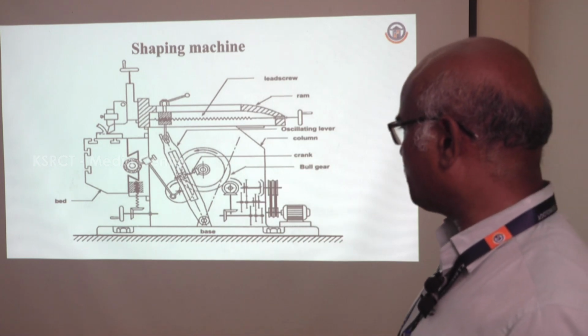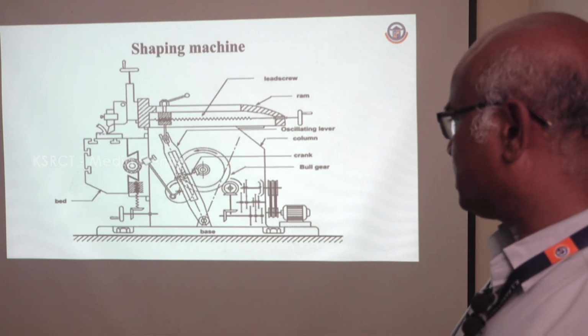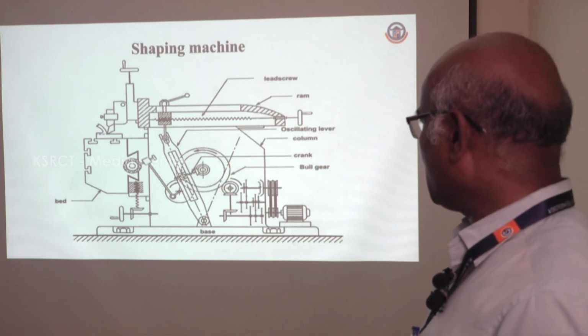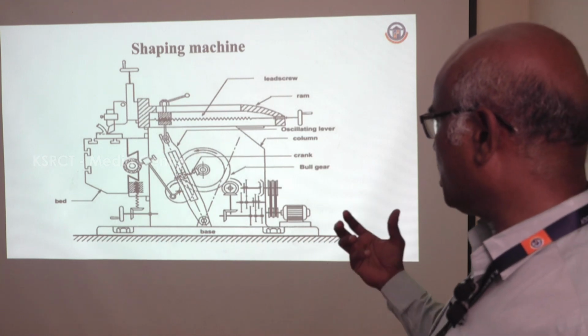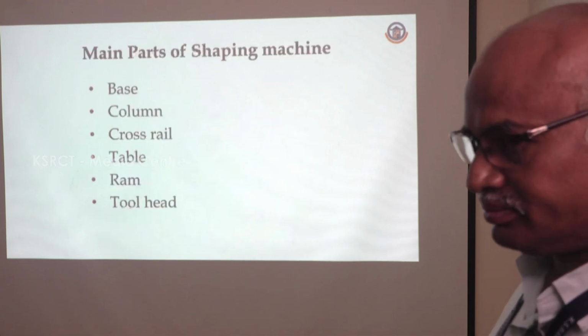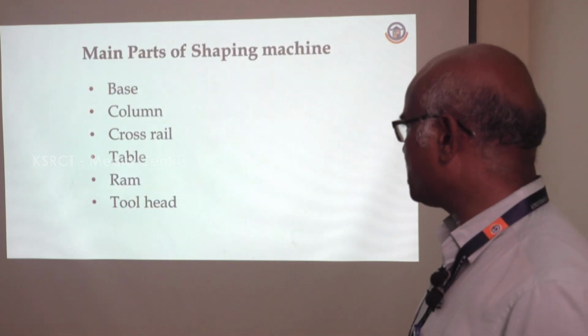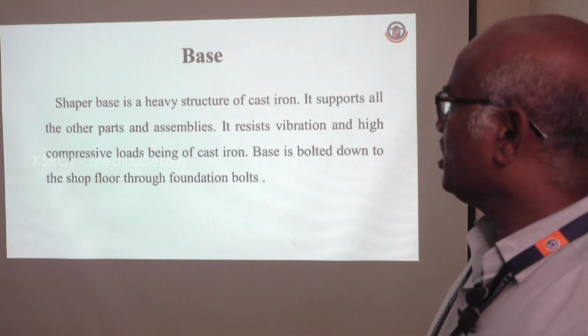The main part is the base. The base bears the overall weight of the machine. And the column portion is the support for all the cranks and the bull gears in this column portion. The main parts are base, column, cross rail, table, ram and tool head.